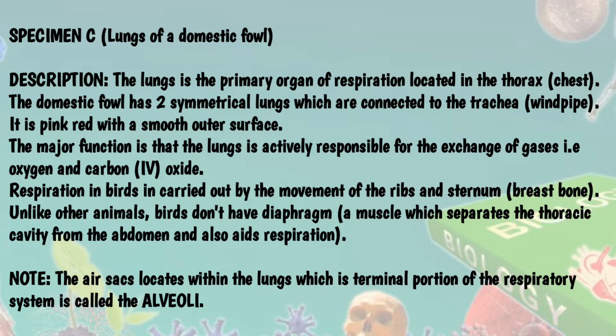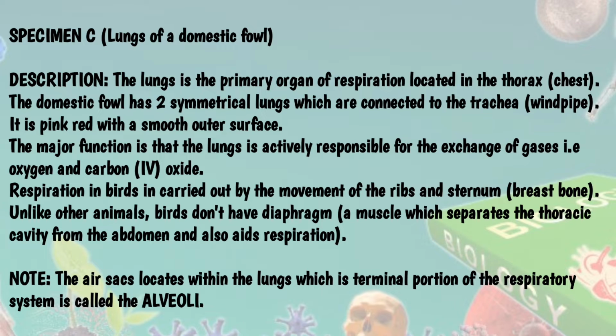And also, the bird lacks what we call a diaphragm. They have ribs and sternum, but they lack a diaphragm. Typically, the diaphragm is a muscle that separates the thoracic cavity from the abdominal cavity, and it also aids respiration. For example, in man, we have the rib, sternum and then the diaphragm. When there is movement in this structure, it aids respiration. It helps to compress or expand the lungs. But in the bird, they have the ribs and sternum, but they lack a diaphragm.